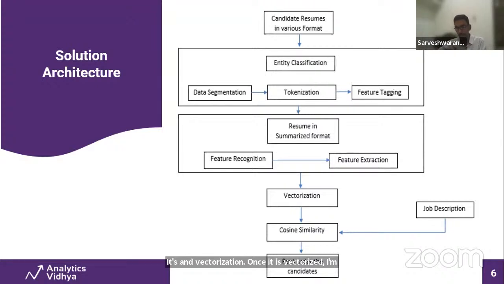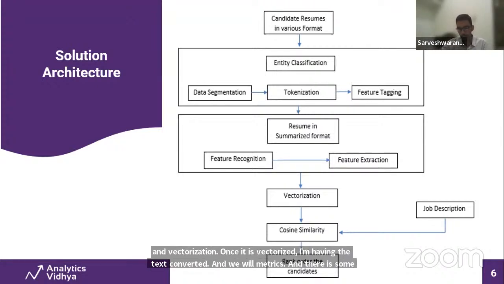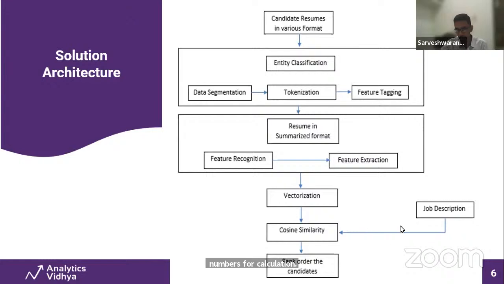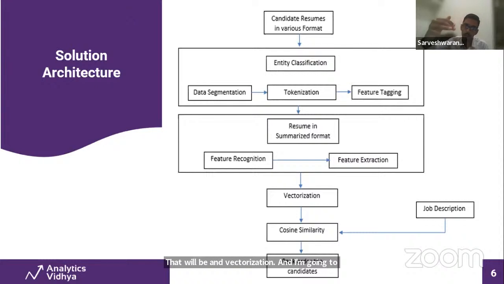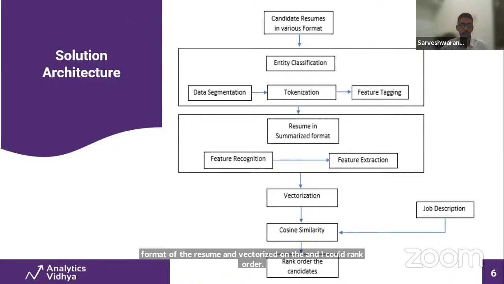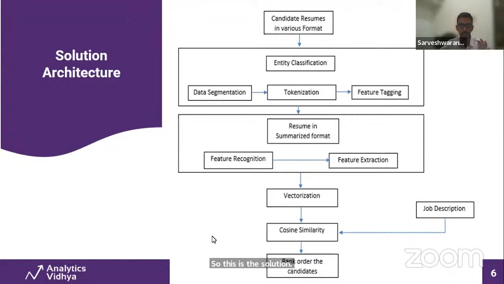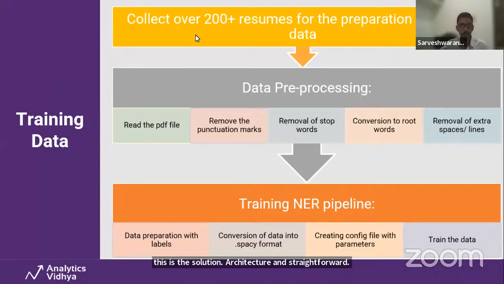Now I have a job description on the other side. So I'm going to vectorize it. There could be one more box here for vectorization. And I'm going to do a cosine similarity of the vectorized format of the resume and the vectorized format of the job description. And I can rank order the candidates. So this is the solution architecture, and straightforward, anyone can understand it in simple layman terms. Right? So you can post your questions.